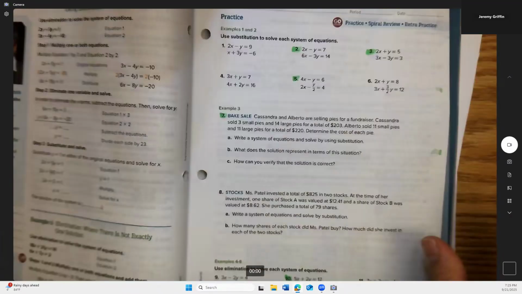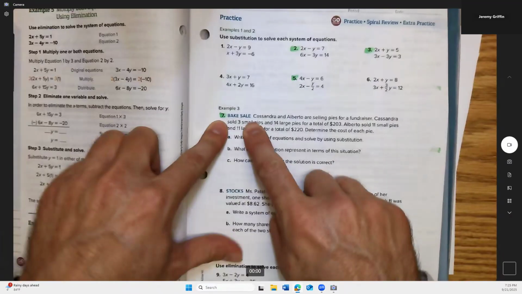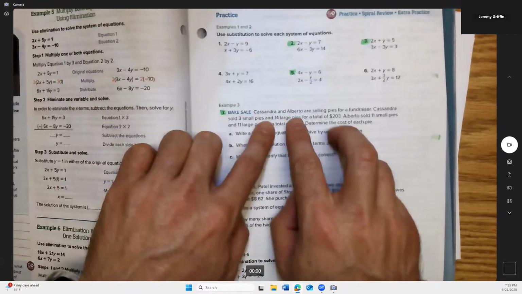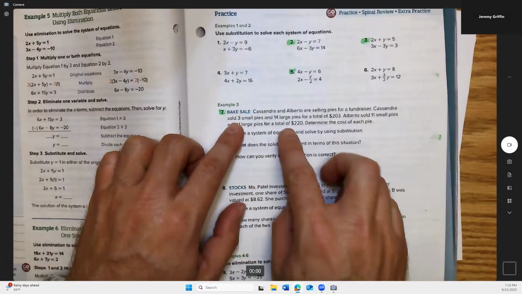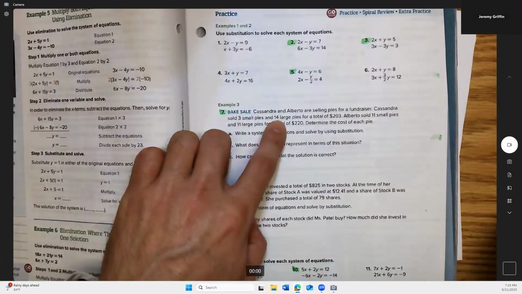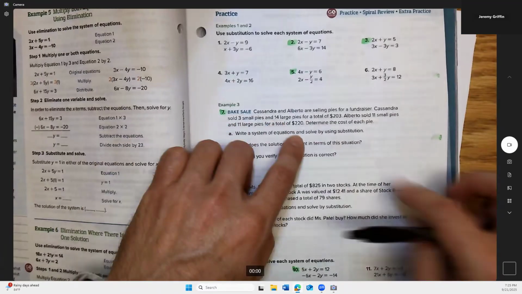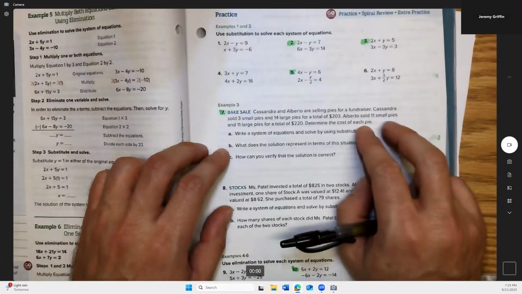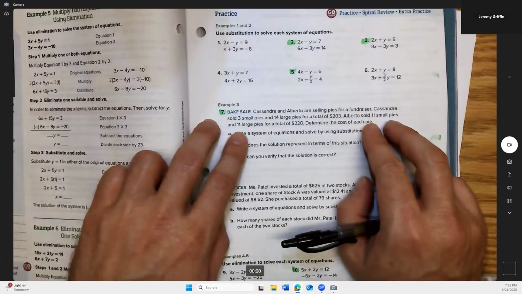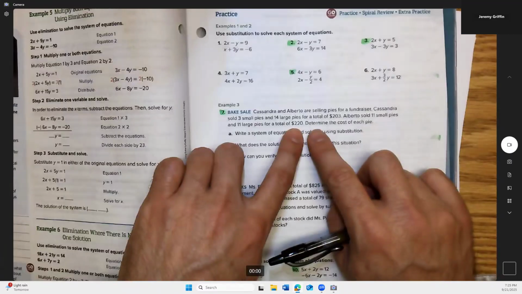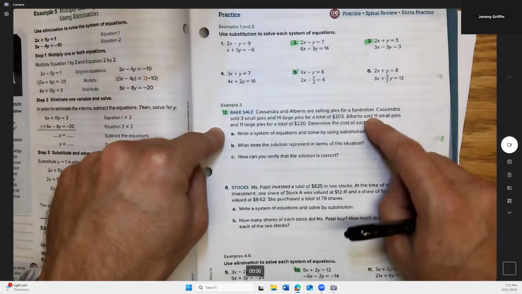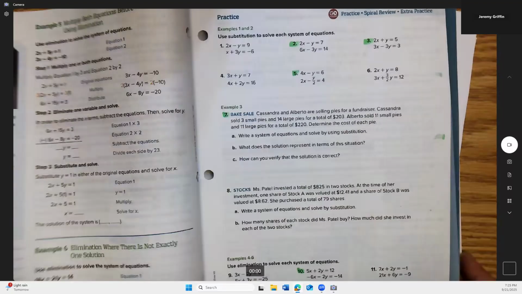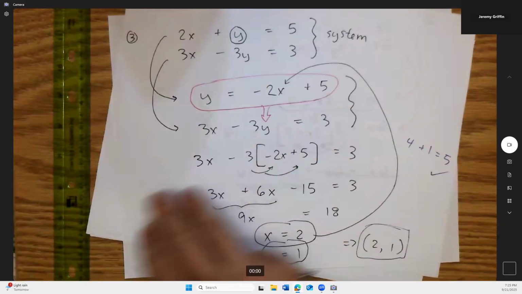All right, number 7. Big sale. Cassandra and Alberto are selling pies for a fundraiser. Cassandra sold 3 small pies and 14 large pies for a total of $203. Alberto sold 11 small pies and 11 large pies for $220. Determine the cost of each pie. Here's a set of system of equations, and then solve it. That's it.